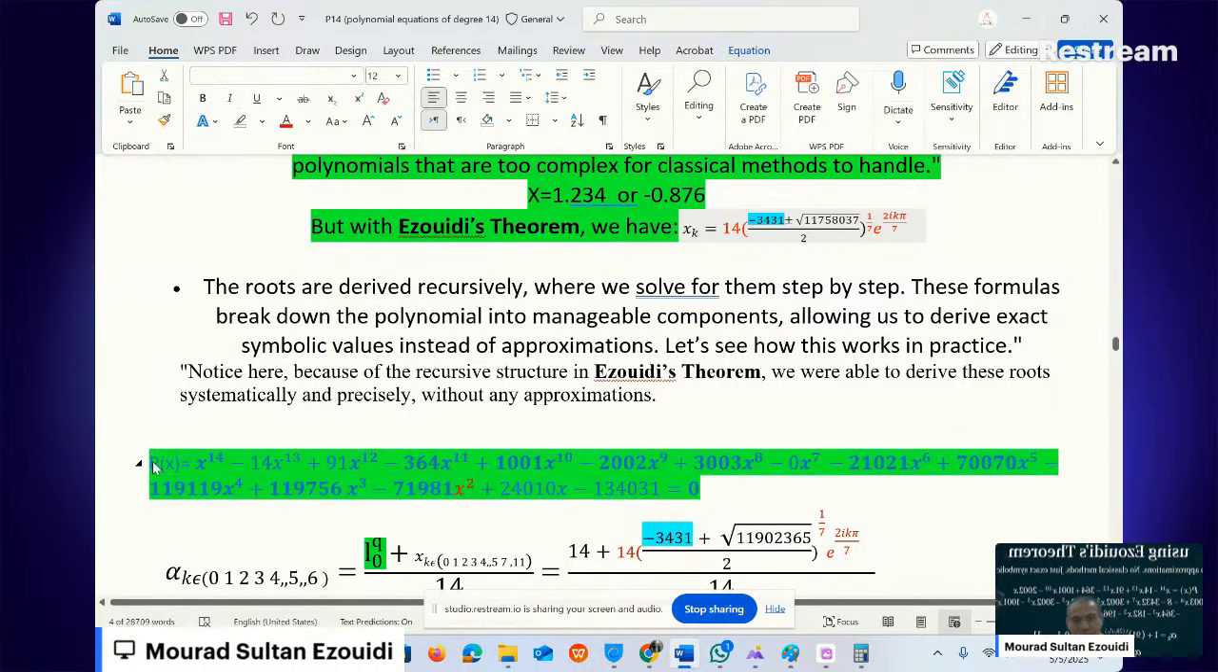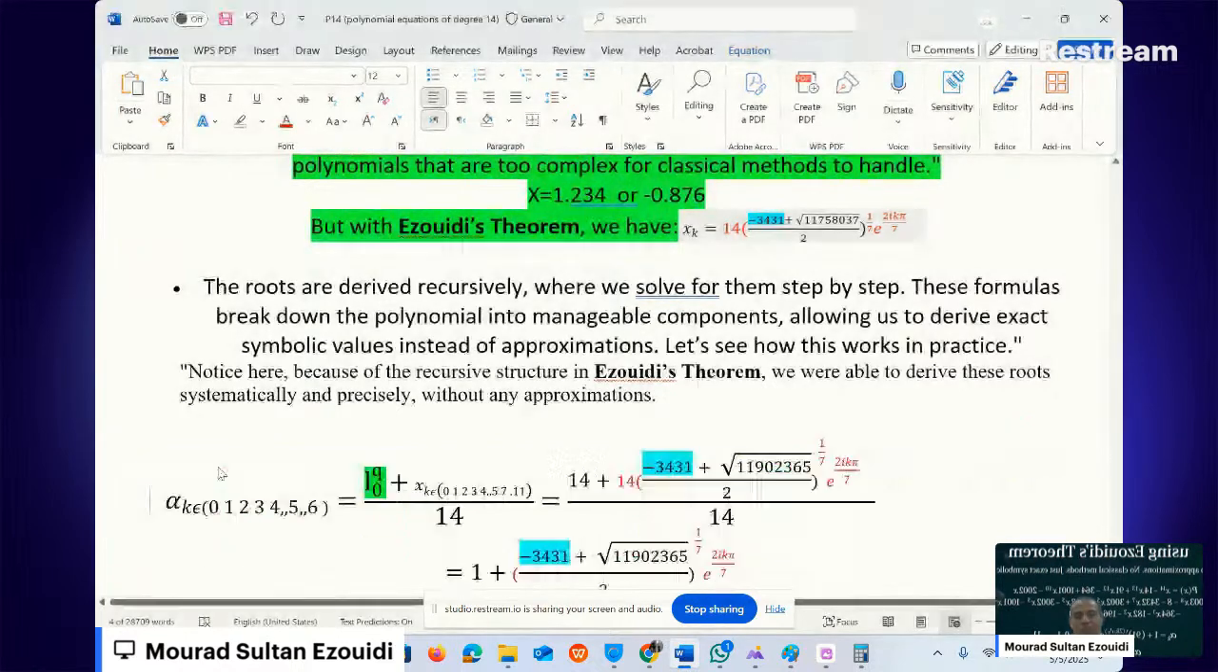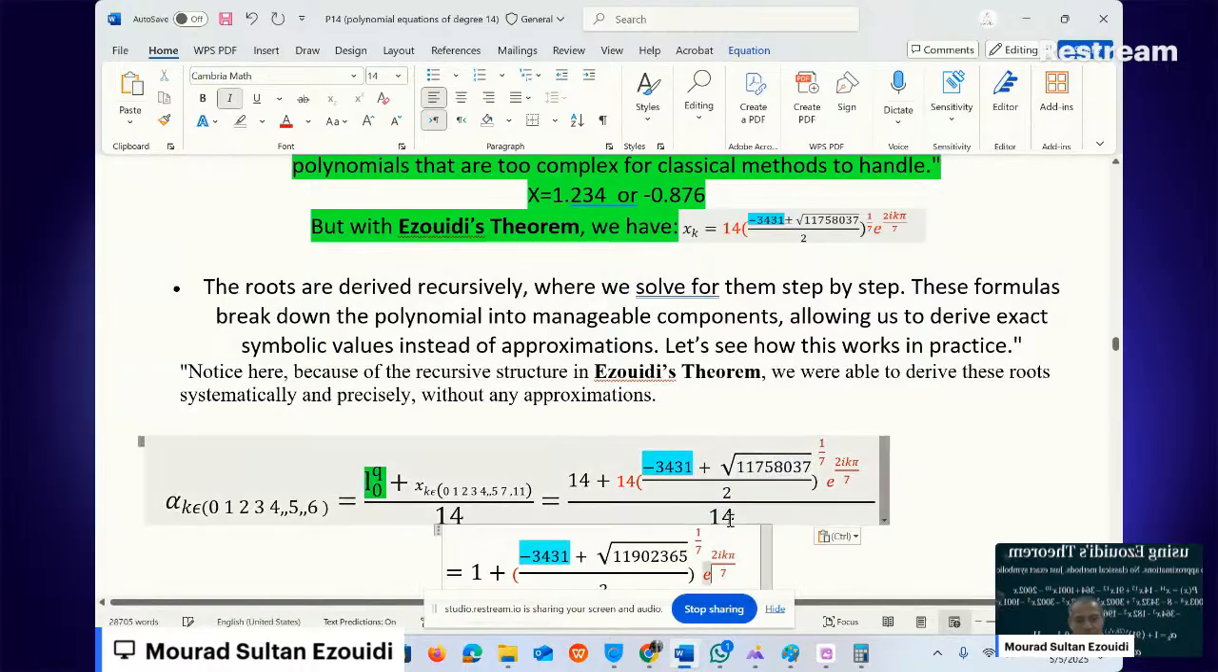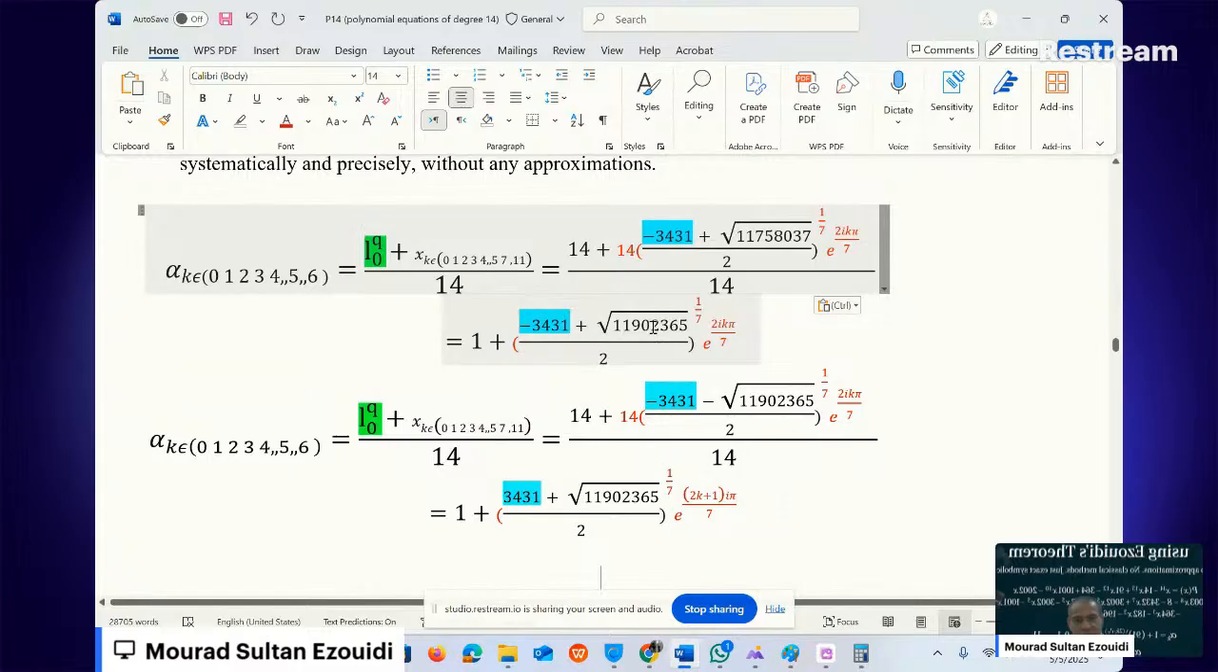Let's hit another example. Now I will write the exact roots of this polynomial. It will be negative, okay, this is a plus, probably 11,758,037 divided by 50. Okay, and then also this one is like that. Okay, plus 1b. These are the exact roots of this 14th degree equation.